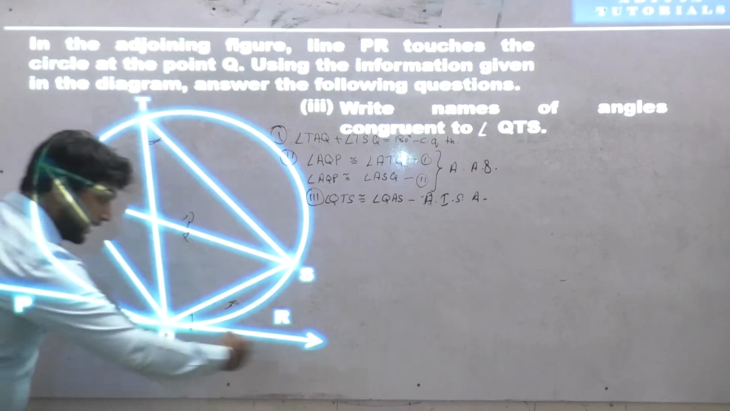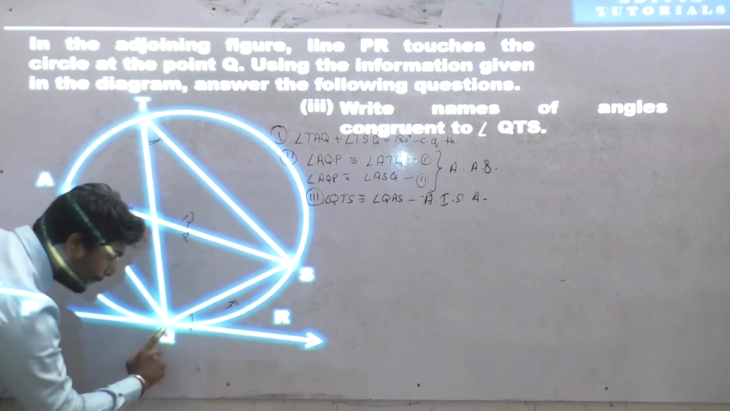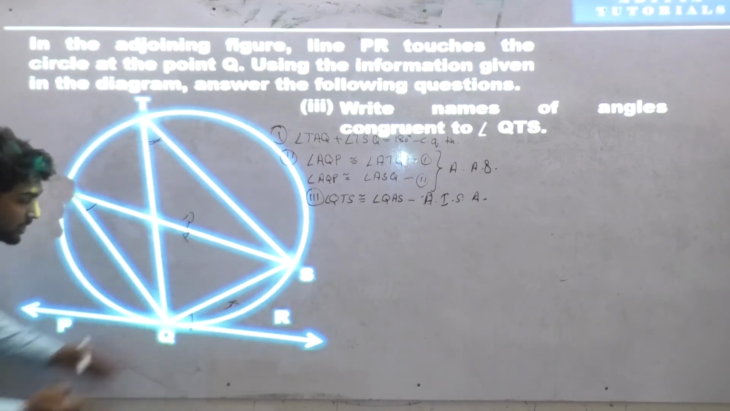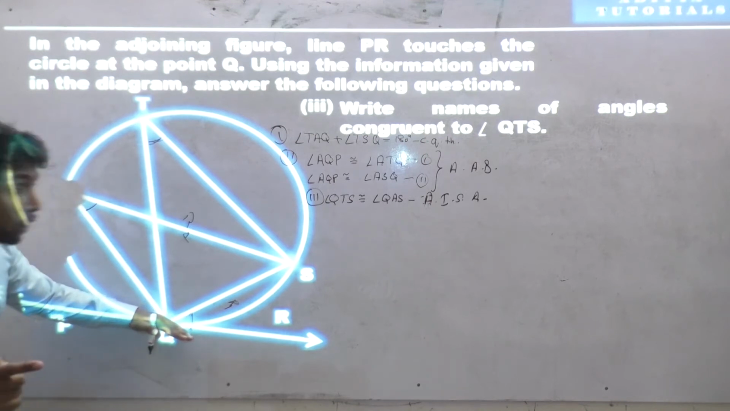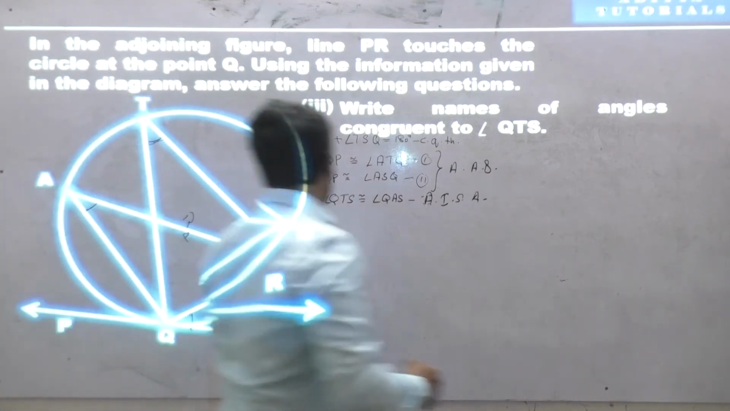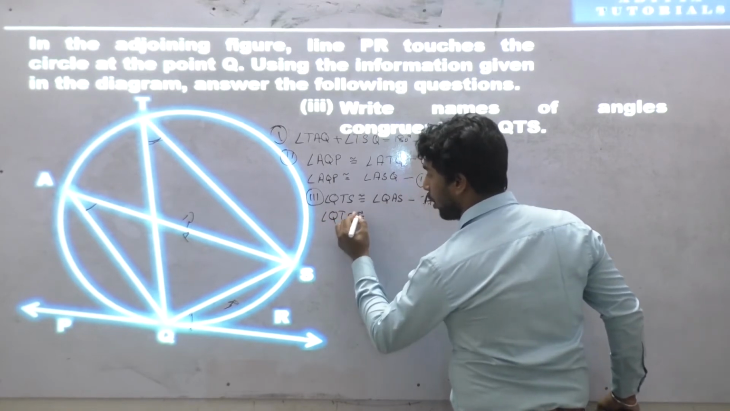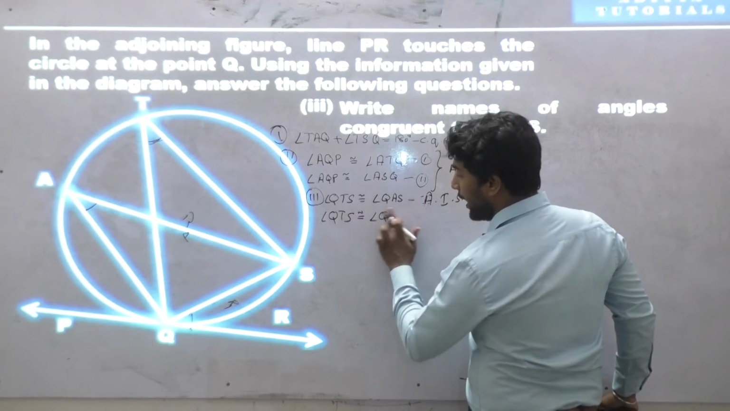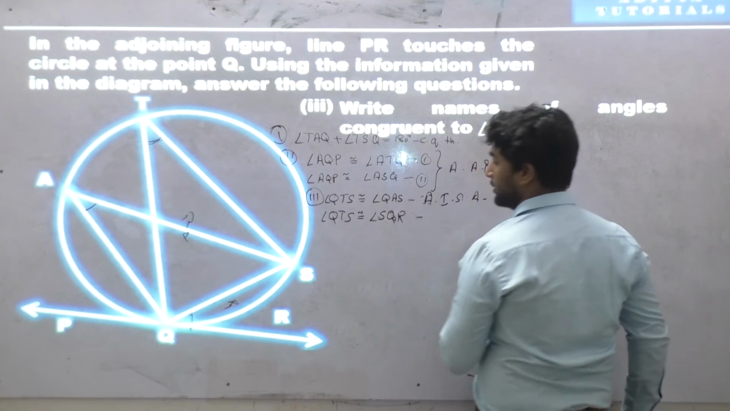A tangent line is drawn to the circle at point Q, and from that point of contact a chord is drawn, then the angle which the chord makes with the given line is equal to the angle in the alternate segment. So I can say that angle QTS is congruent to angle QSR and RQS. समझ में आया?